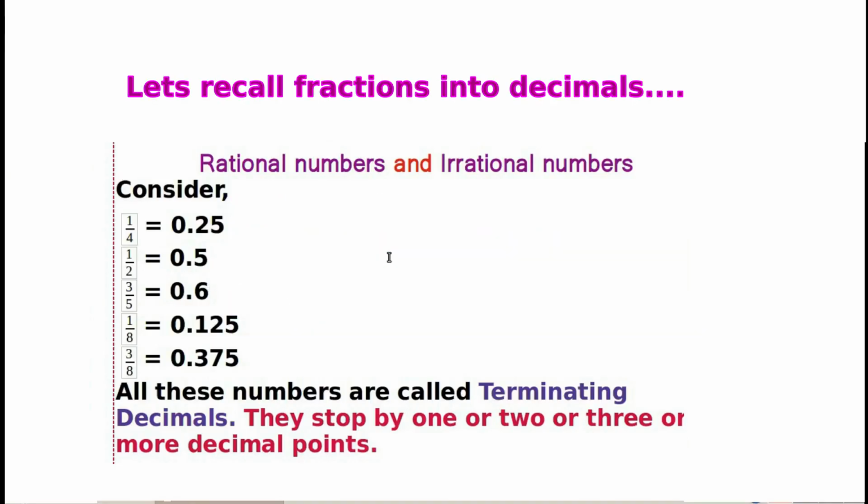Consider the fraction 1 by 4. When we divide 1 by 4 using the normal division method, we get the answer 0.25. Similarly, the fraction 1 by 2 equals 0.5, 3 by 5 equals 0.6, 1 by 8 equals 0.125 and 3 by 8 equals 0.375. All these numbers are called terminating decimals.